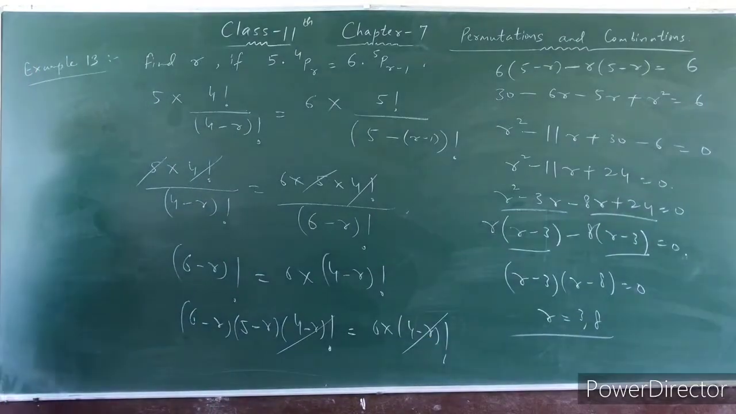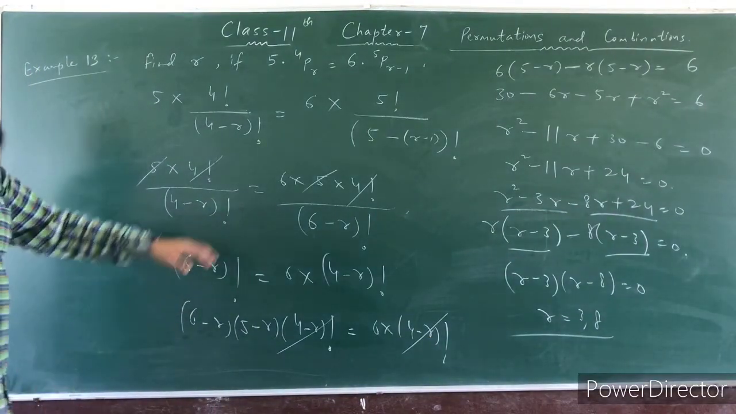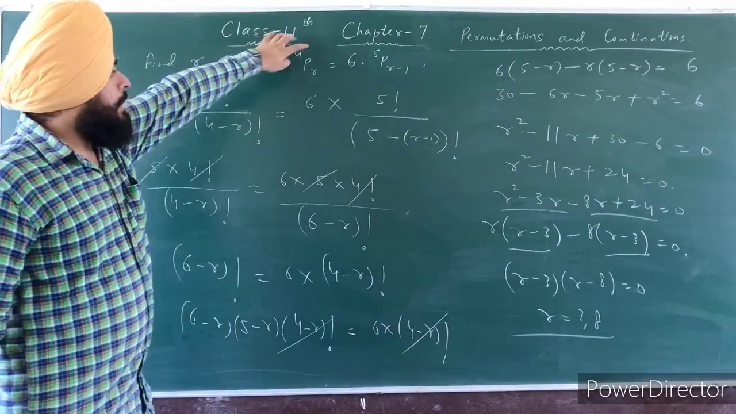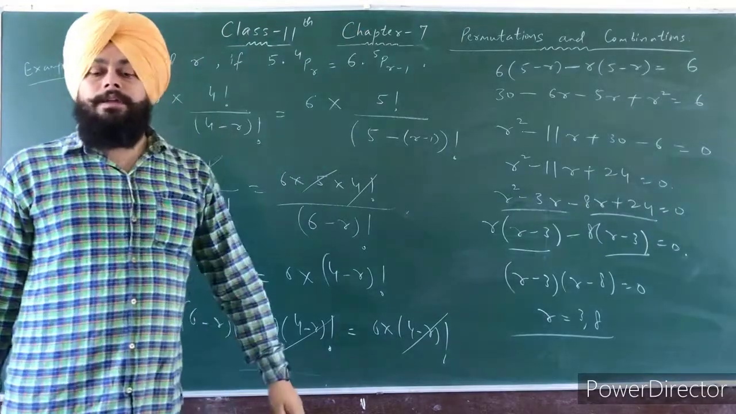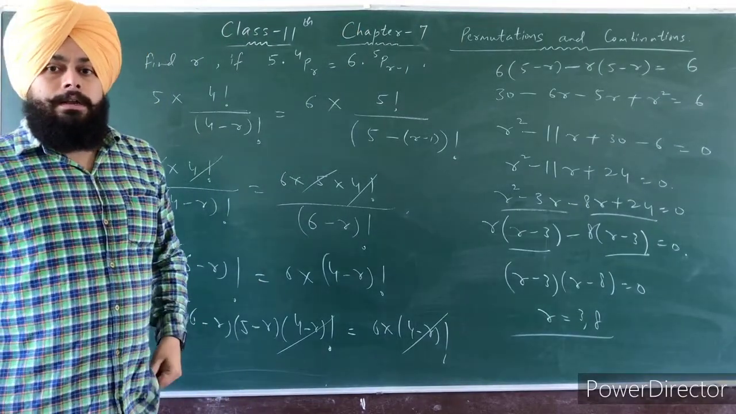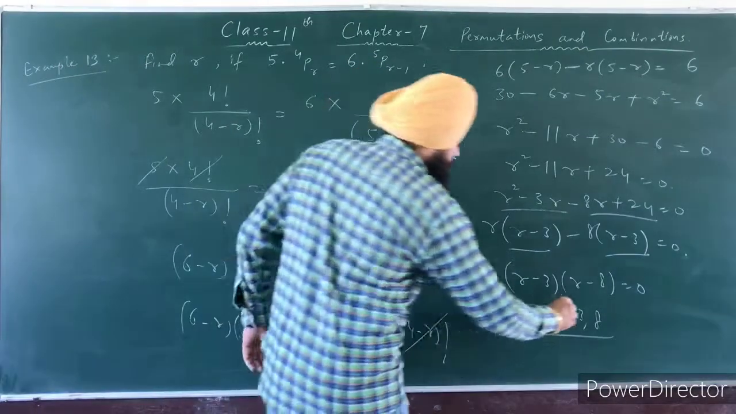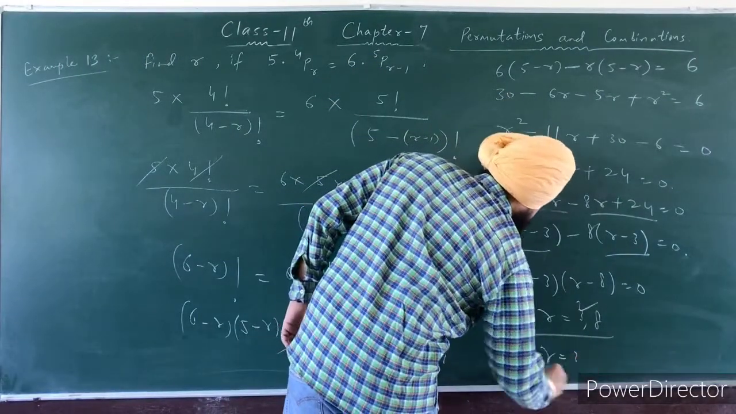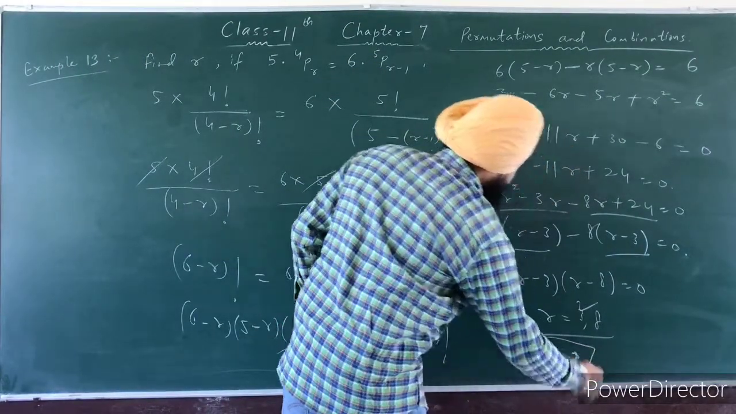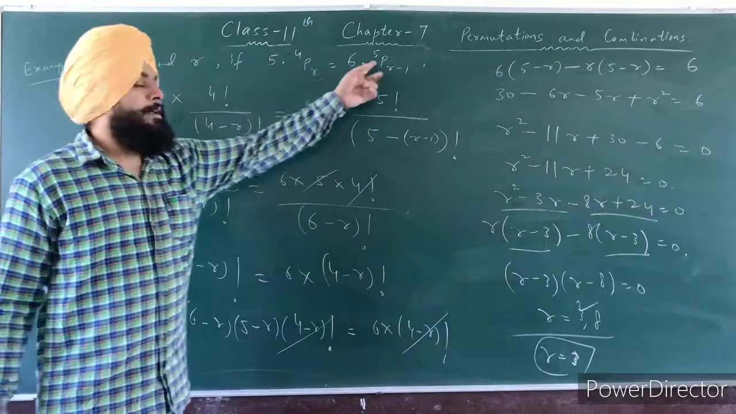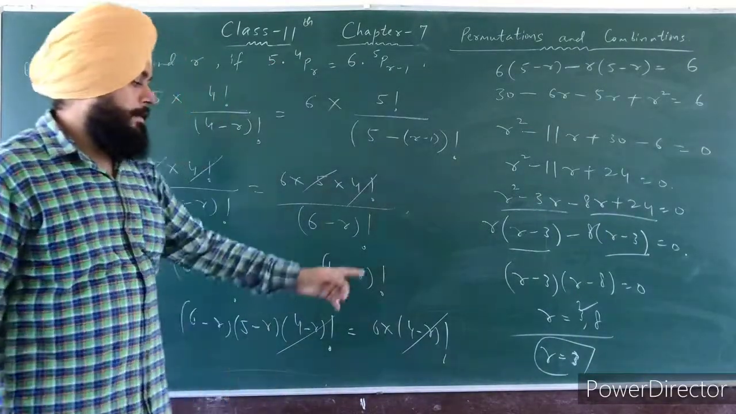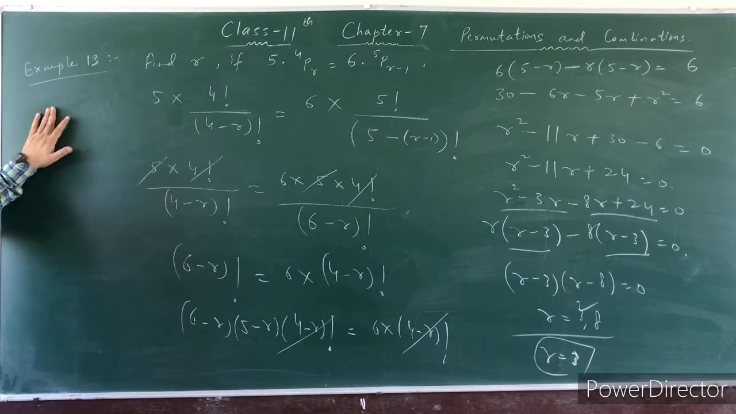So which value should you take, 3 or 8? You can see here the value of n is 4 and the value is 5. But r is not greater than n. So we can take only 3, because this 8 is greater than both 4 and 5. So the value of r is here 3. So this is example number 13.